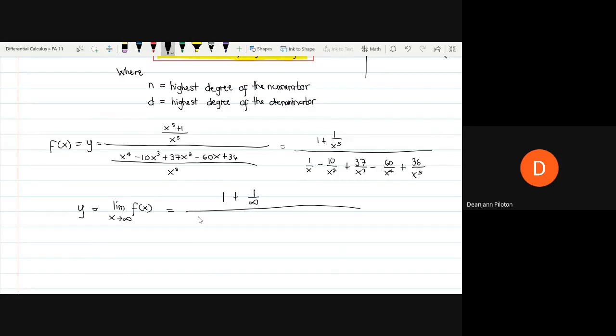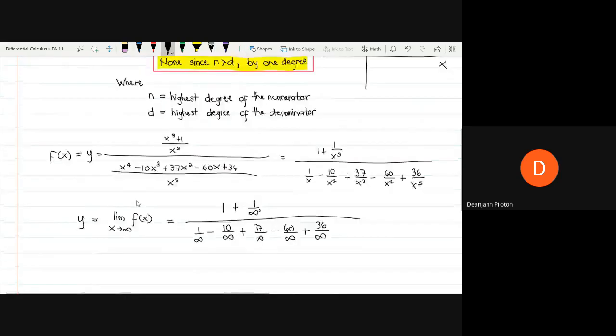Then, sa denominator, we have 1 over infinity. So, miska raised to 5 pa na siya, infinity gihapon na. Ano sa numerator? Minus 10 over infinity plus 37 over infinity minus 60 over infinity plus 36 over infinity.